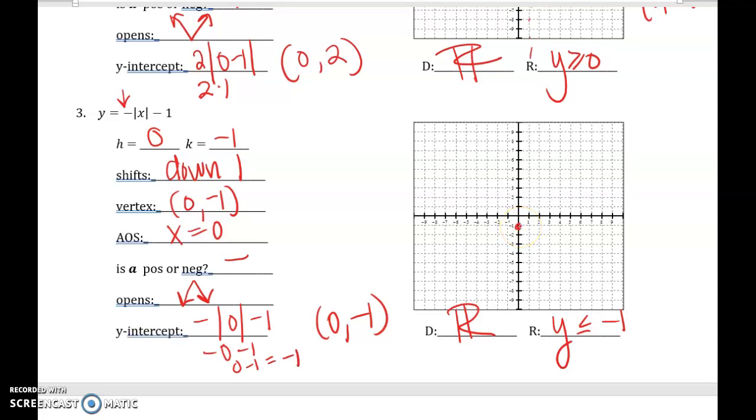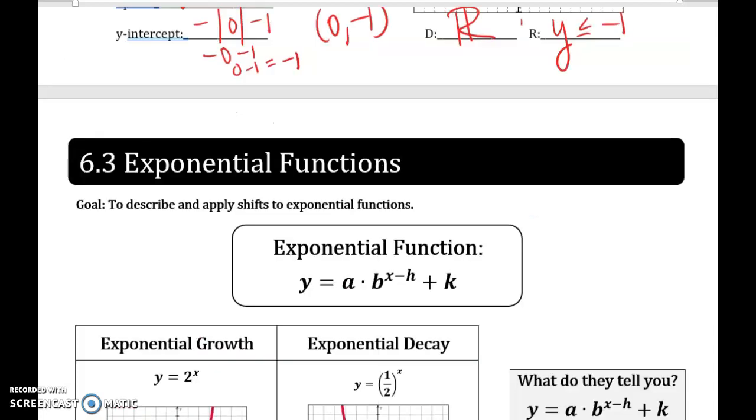So here is your vertex. Here is your axis of symmetry. Y is less than or equal to -1. What else do I need to plot? Those are the only points they gave me. So how do I get 4 more? You got to plug in numbers. So let's plug in 1. So the opposite of the absolute value of 1 minus 1 is -1 minus 1, which is -2. So that is the point 1, -2.